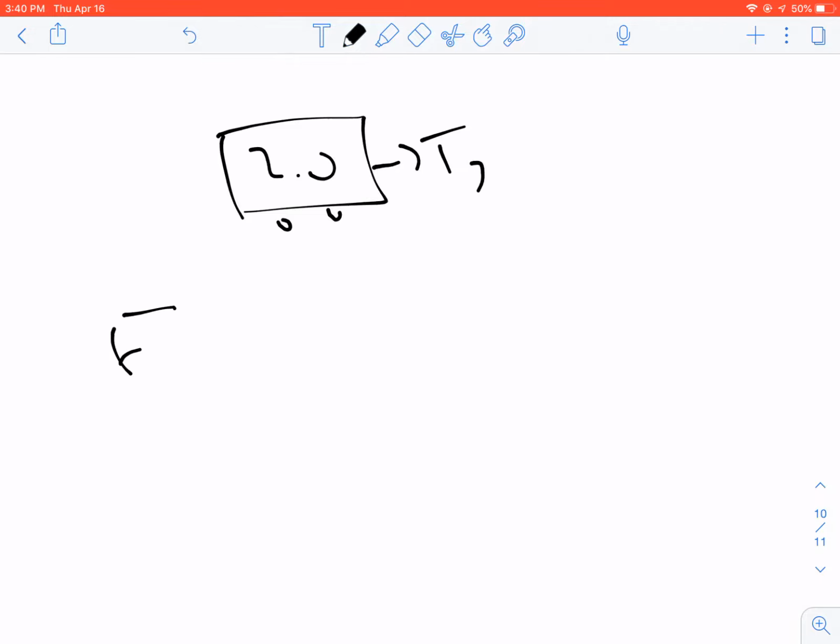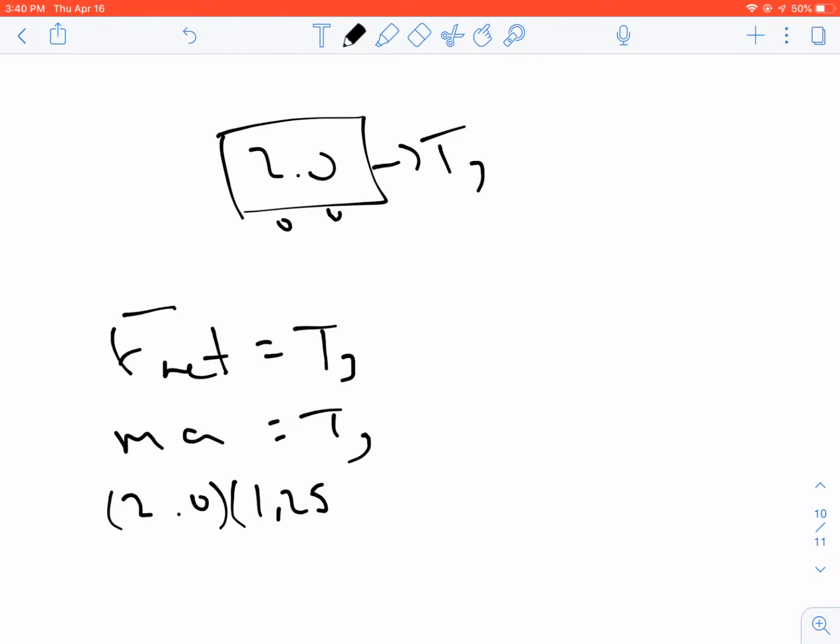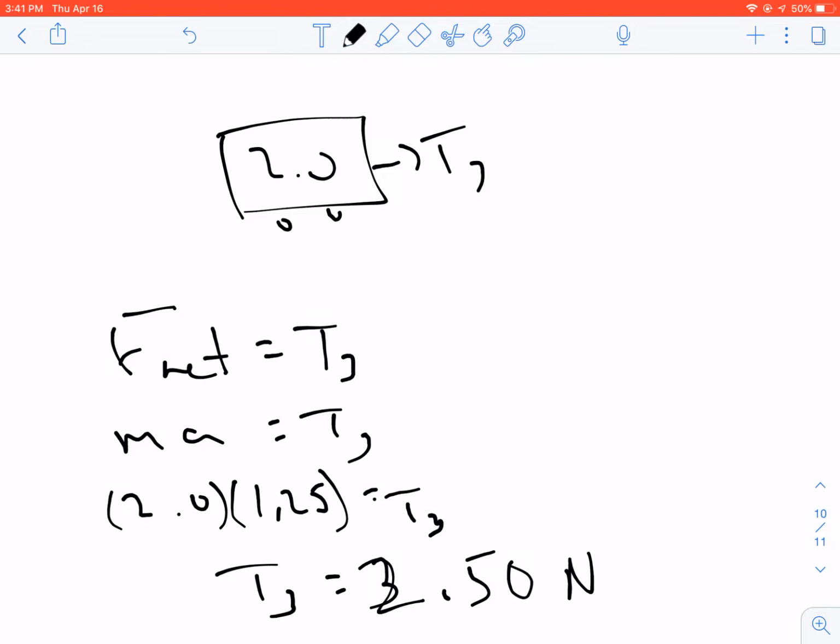So if I say, what are the forces that are acting here? There's only one. I don't know what it is yet. The F-net is MA. The mass is 2 kilograms. The acceleration we've already used a bunch of times is 1.25 meters per second squared. And I know therefore that T3 equals 2.50 newtons.